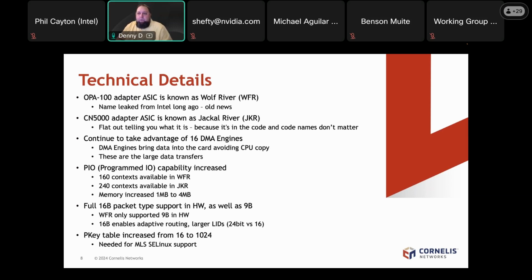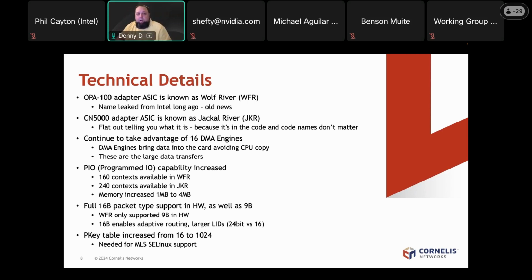From a technical detail point of view, OFA 100 was known as Wolf River. That name leaked out of Intel a long time ago. There's nothing secret about that. CN5000, the ASIC on there, that chip is going to be called Jackal River. Basically, I don't think code names really matter, but we're using it in the code, so you're going to see it anyway. So there, it's Jackal River.